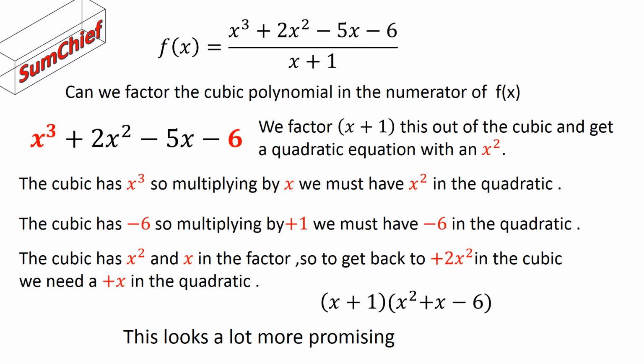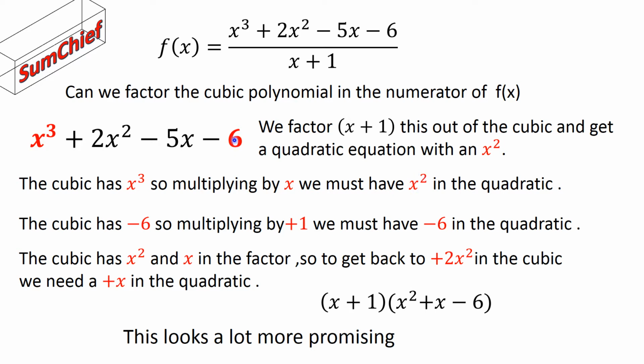So our first term, that when we factor out x plus 1 from the cubic, will be a quadratic with x squared as its first term. And all quadratics have x squared as one of their terms. So that's a great start.